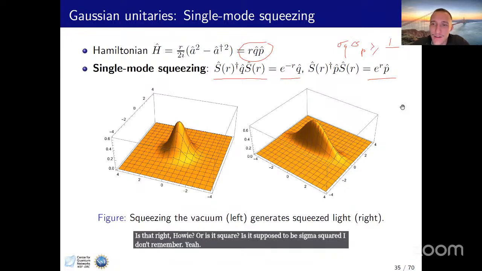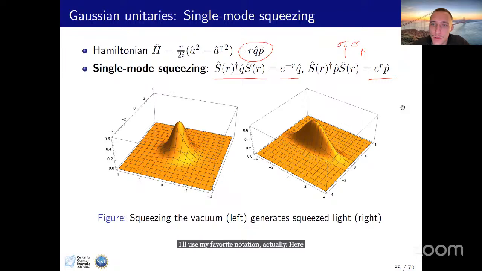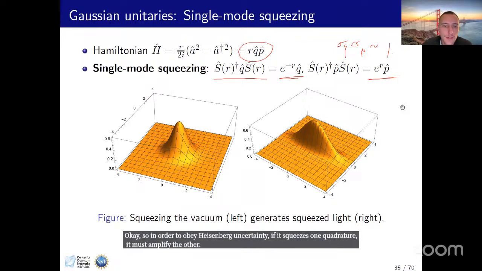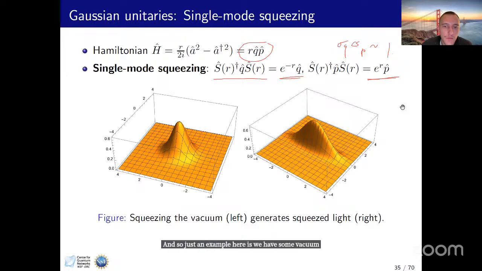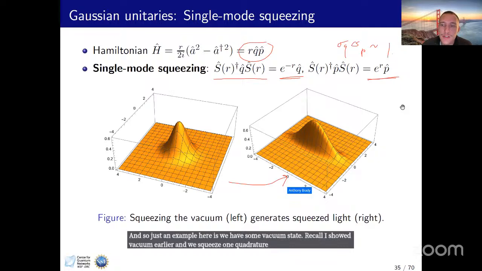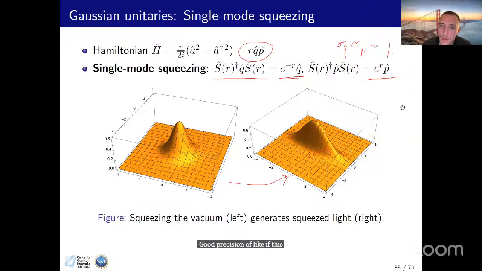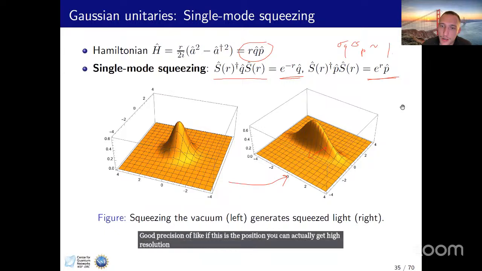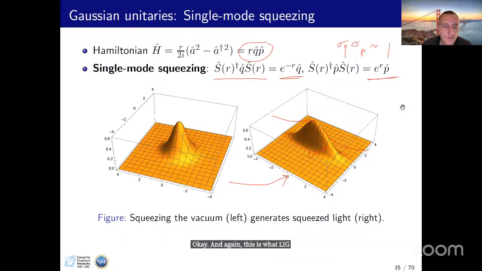Here, I'll use my favorite notation. Squiggle. Squiggle goes like one, right? Sigma Q, sigma P goes like one. Okay, so in order to obey Heisenberg uncertainty, if it squeezes one quadrature, it must amplify the other. An example here is we have some vacuum state. Recall I showed vacuum earlier, and we squeeze one quadrature, which takes it to a squeezed vacuum state. So one quadrature is squeezed, and you can get very good precision in estimating position along the squeezed quadrature. But this other part is amplified. And again, this is what LIGO does to enhance its sensitivity.